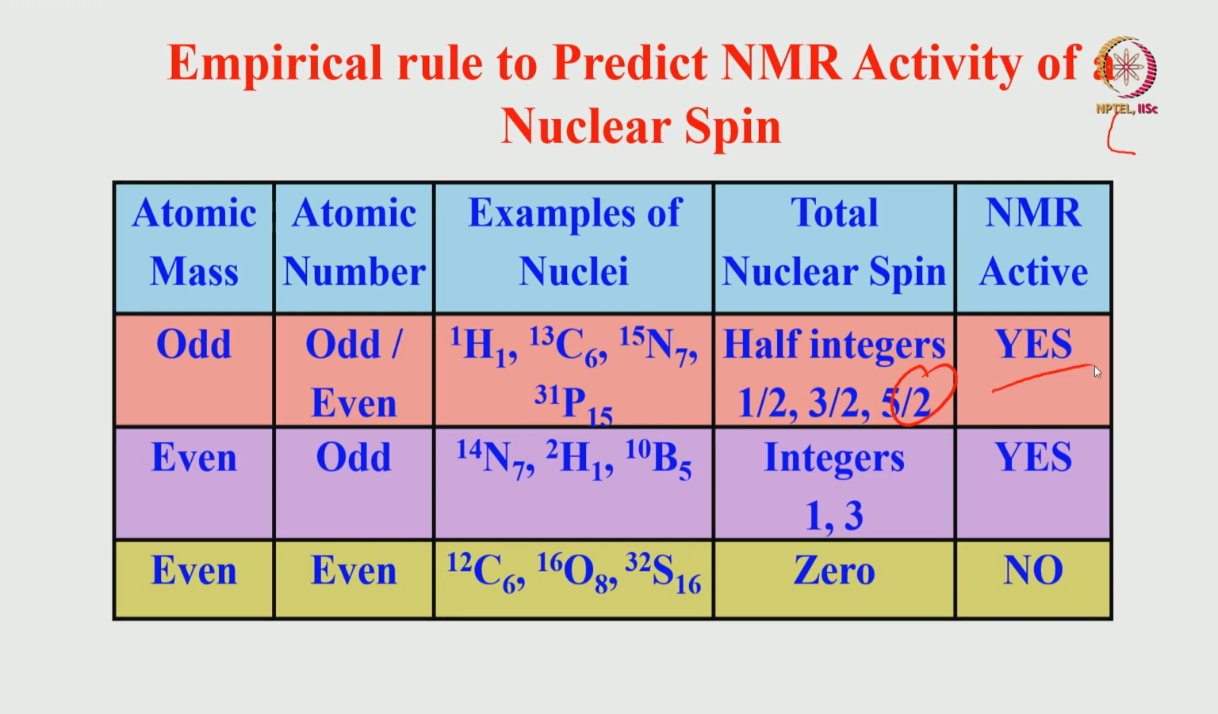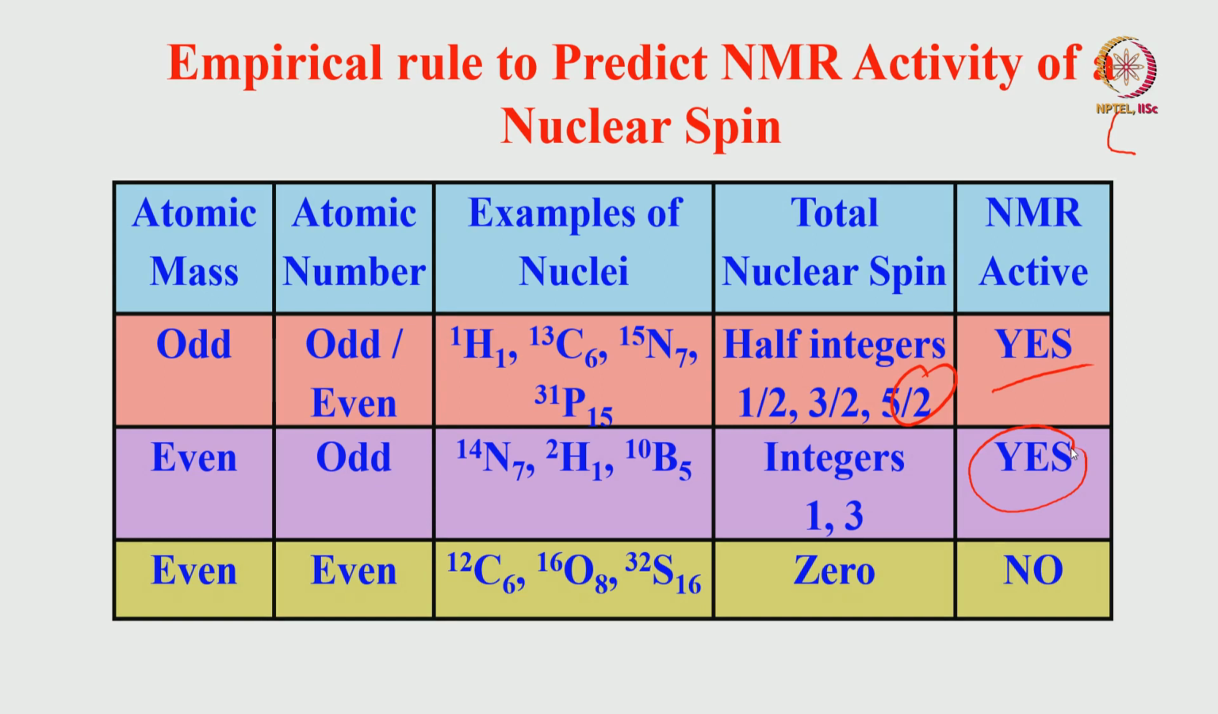Go to the next row where atomic mass is even and atomic number is an odd number. For example, we have nitrogen 14. Also examples of deuterium and boron 10. These have integer spins like 1, 3, etc. Such nuclei are also NMR active.